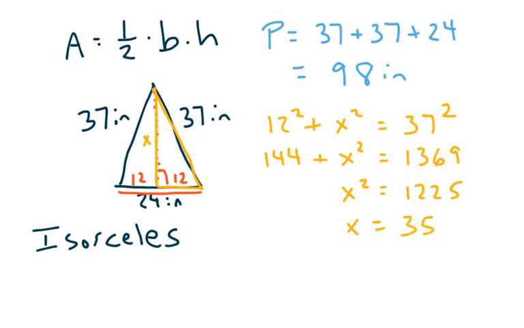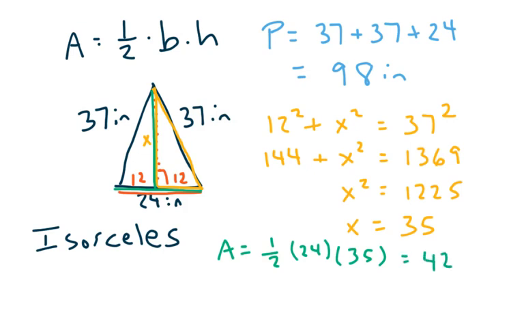My last step here is to find the area of this triangle. I'll try to squeeze that in right down here at the bottom. And I've got 1/2 times the base, which is this entire length of 24 inches, times the height, which I just found to be 35 inches. And when I multiply all those together, I get 420. Remember, we're finding area here, so this answer is in terms of square inches.